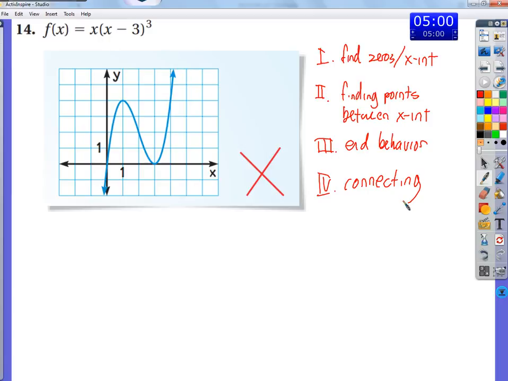Okay, so let's see if they found the zeros and x-intercepts, see if we agree with that. Well, what should the x-intercepts of this graph be? 3. Okay, so if this is 0, I'm going to get 0 times 0 times 0 times whatever. It's going to be 0. So 3 should give me a y of 0. Let's see. It does, right? This point is 3 for x, 0 for y. Another one? 0.